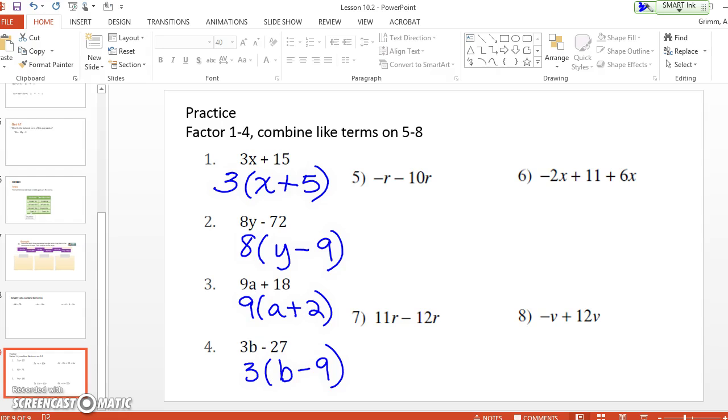Number 5, what does negative r take away 10r? Nora? Good, negative 11r. Okay, because there's an imaginary 1 that sits there. This would be plus a negative, so negative 1 and negative 10. All right, number 6. What can I combine there, Katie? The x's. Good. So it would be 4x plus 11. Good. Okay, all right, and then number 7, 11r take away 12r. Catherine?